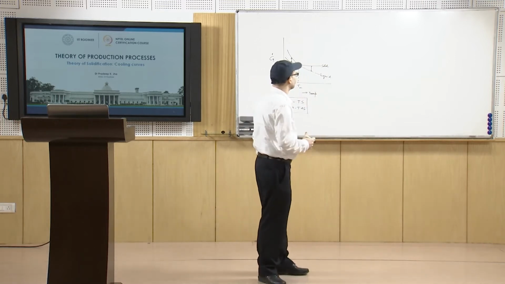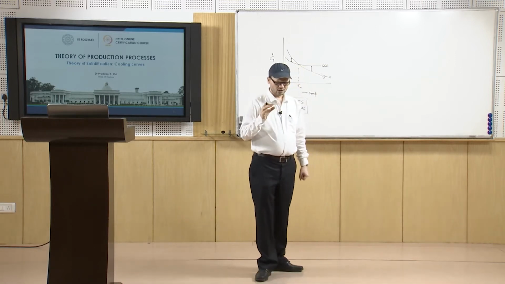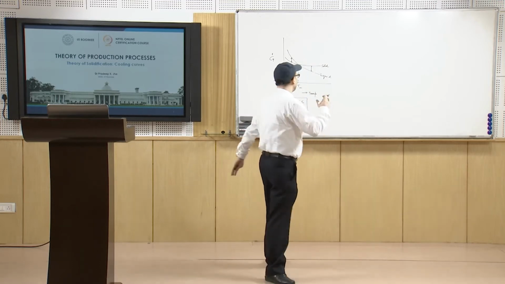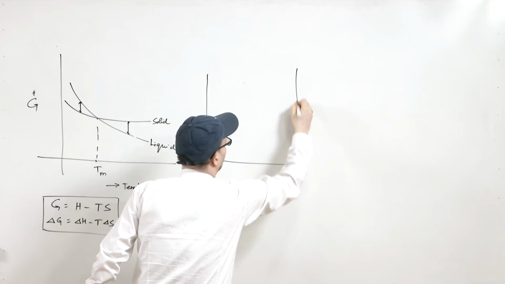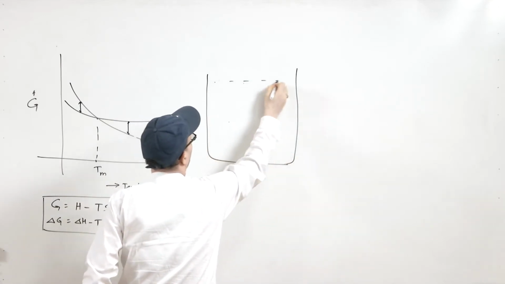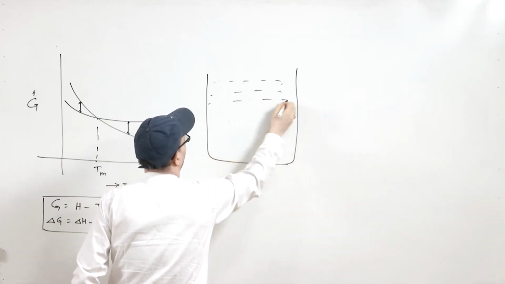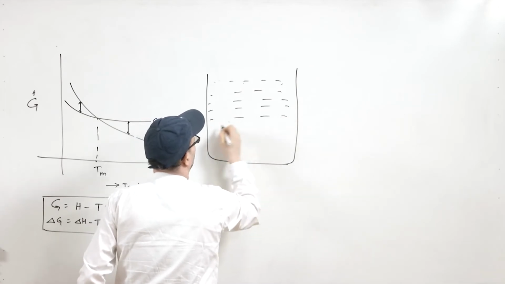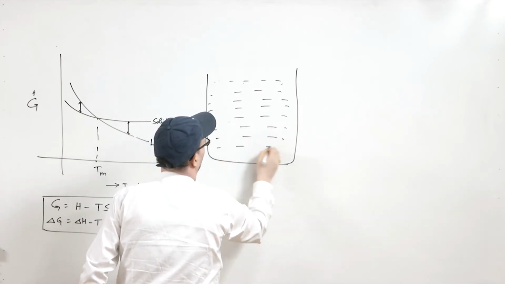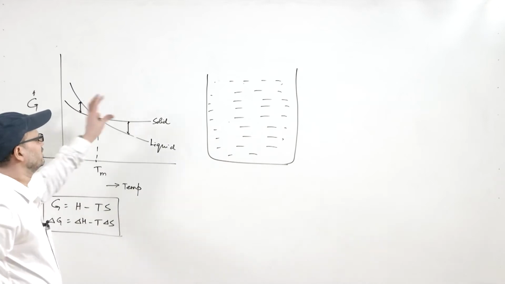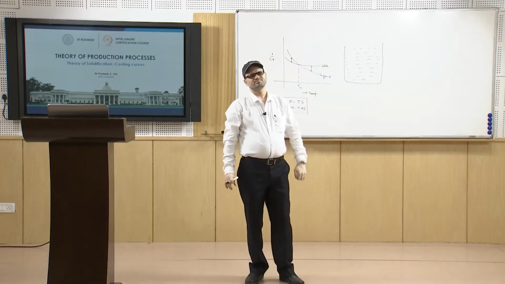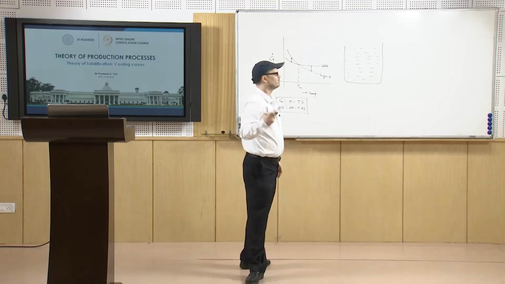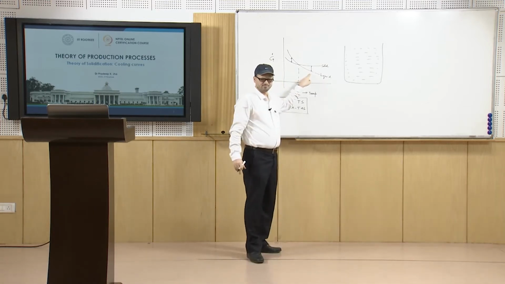Now what happens in the case of solidification? When you heat the metal above its melting temperature, the whole domain is in the liquid state, because in the liquid state you have lower free energy.